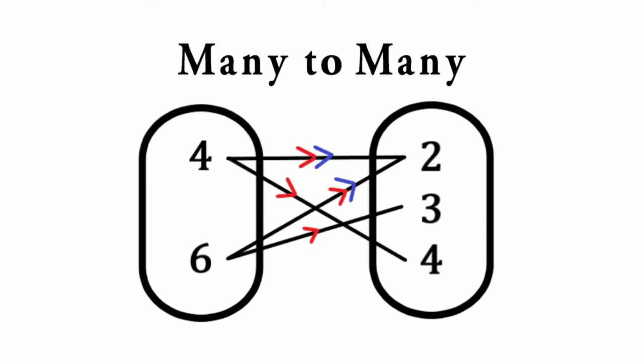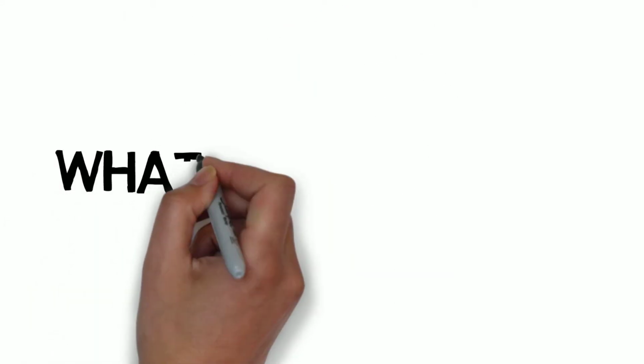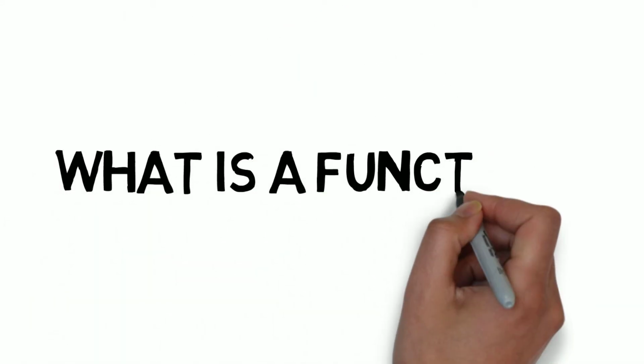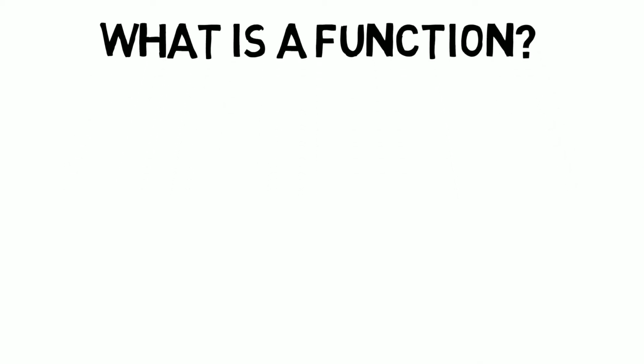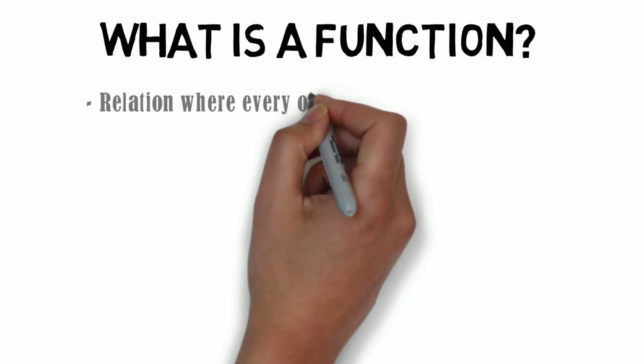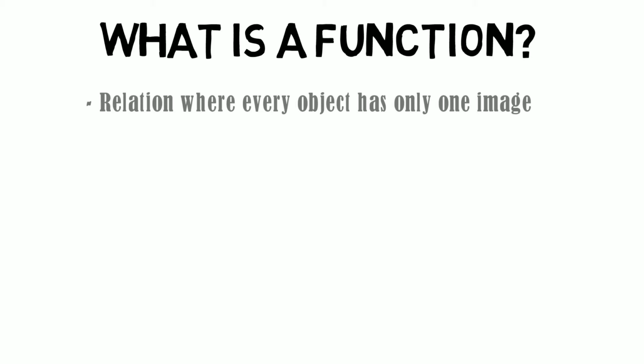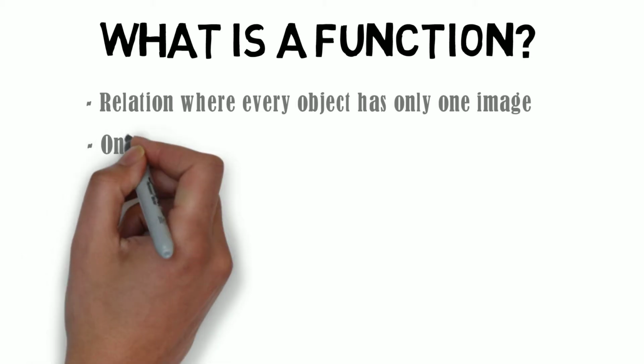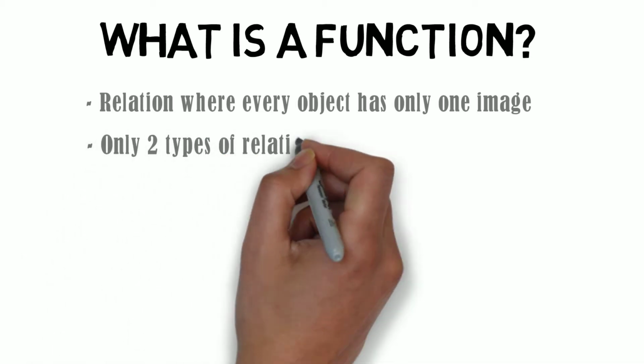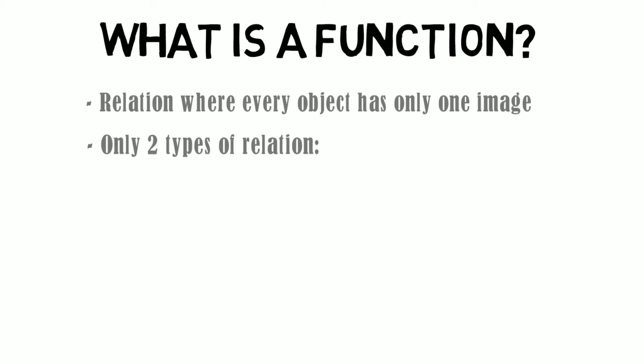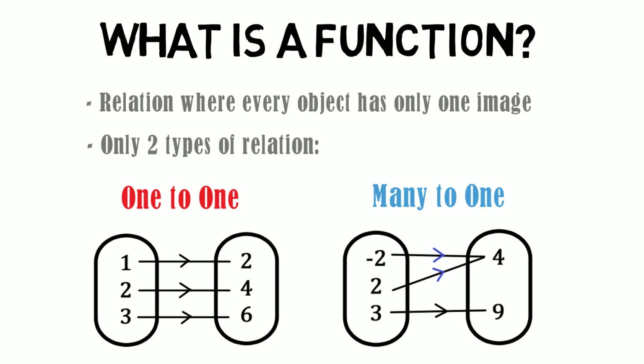Now that we have understood relations, let's move on to functions. So what exactly is a function? It is a relation where every object has only one image. So only two types of relations are possible in a function. They are one-to-one and many-to-one.